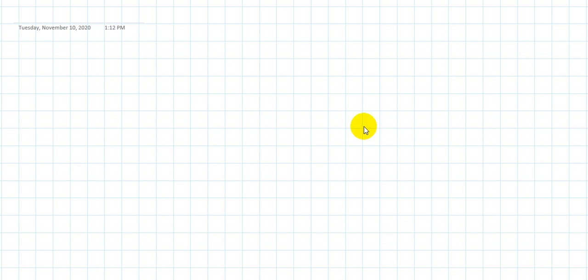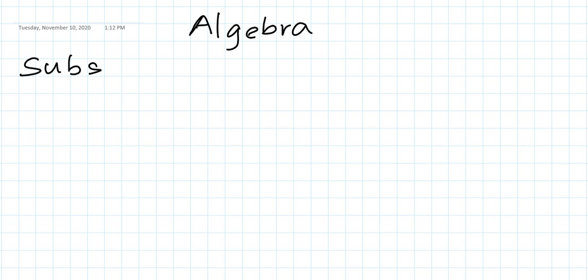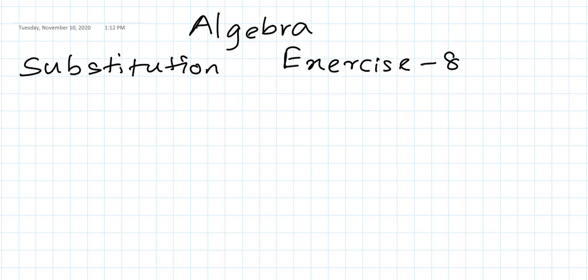This is an exercise continued from the lesson on algebra. Under algebra we already discussed substitution. I did a couple of exercises in my previous video, so this is the continuation of that. So exercise number 8 on page number 57. We are supposed to evaluate a few algebraic expressions.